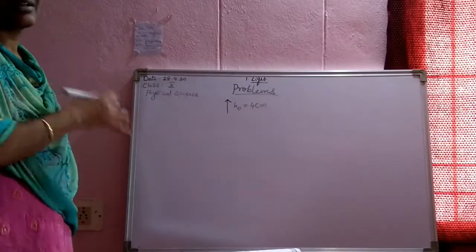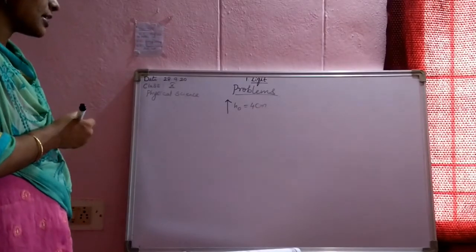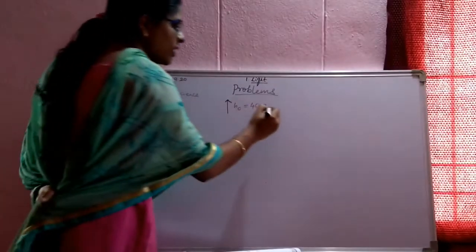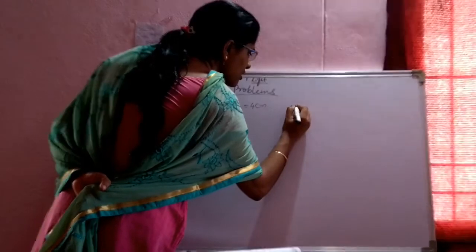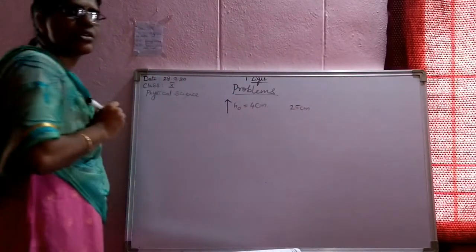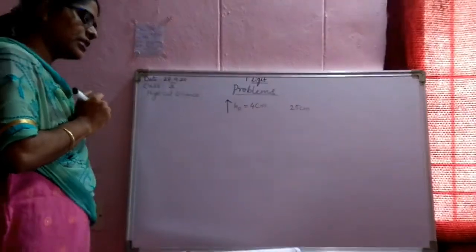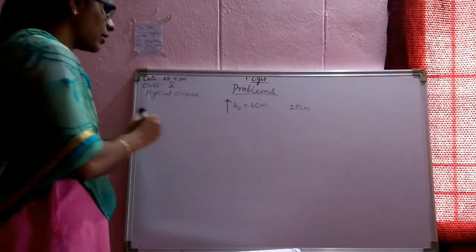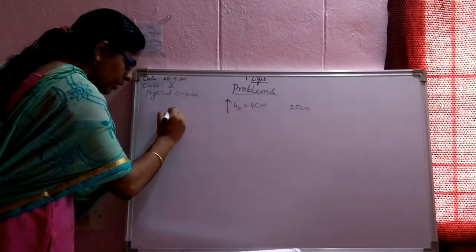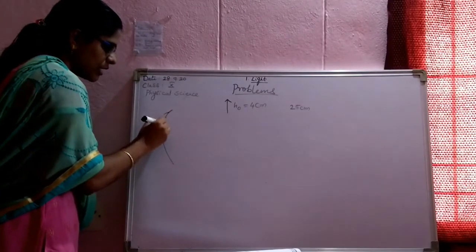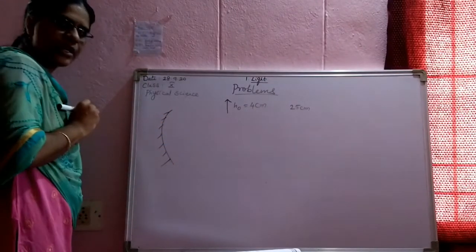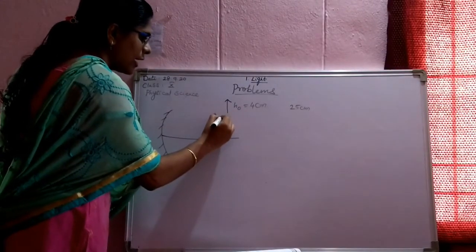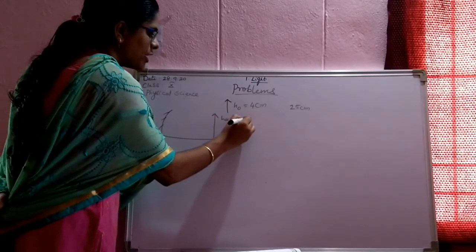From the problem, I am writing the given data. An object of 4 centimeter in size is placed at 25 centimeters. Is placed where? 25 centimeters in front of a concave mirror. What is he saying? Look here, a ray diagram. He is saying that there is a concave mirror. He has placed the object of height 4 centimeters.